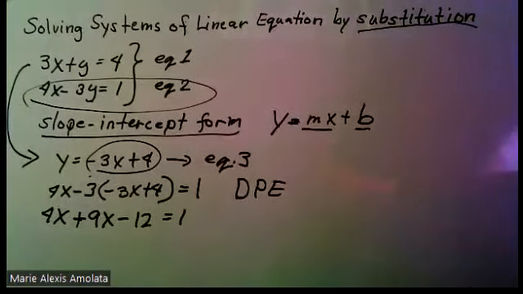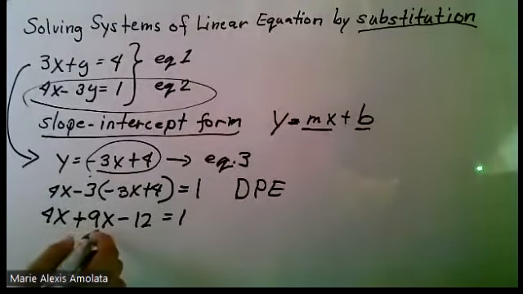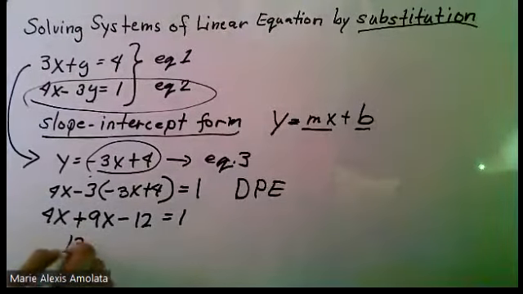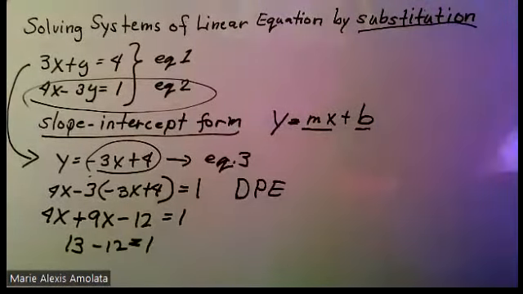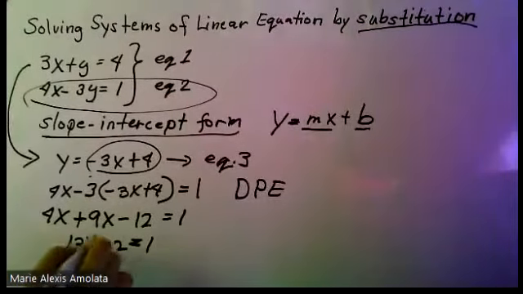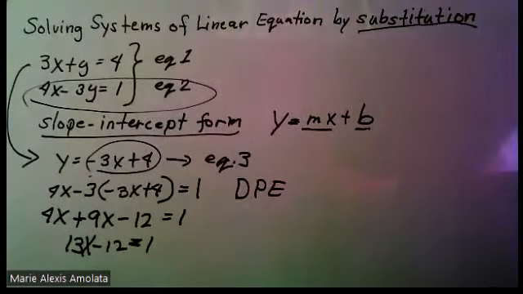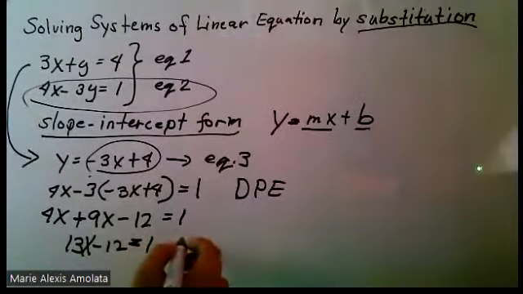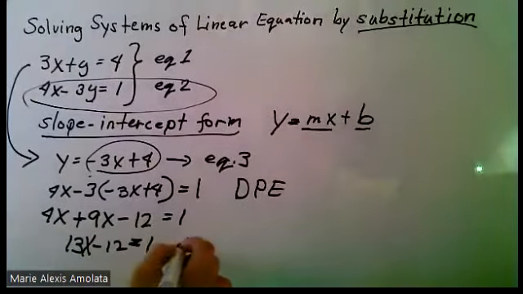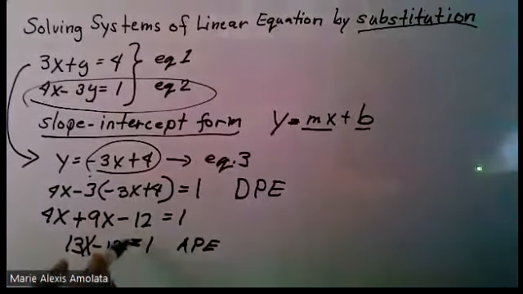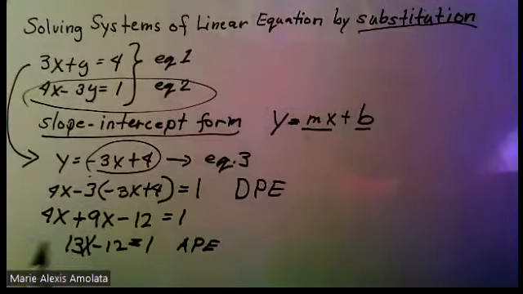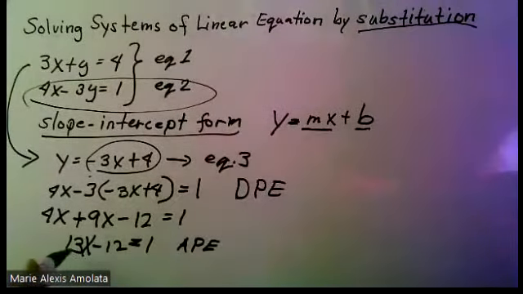Now, let's combine like terms muna. Simplify natin siya. 4x plus 9x, that's going to be 13x. Negative 12 equals 1. Next is we have to apply or use addition property of equality. Ibig sabihin, kailangan ma-remove natin itong si negative 12. Ang matitira lang dito sa left side of the equation should be 13x, yung may variable na x.